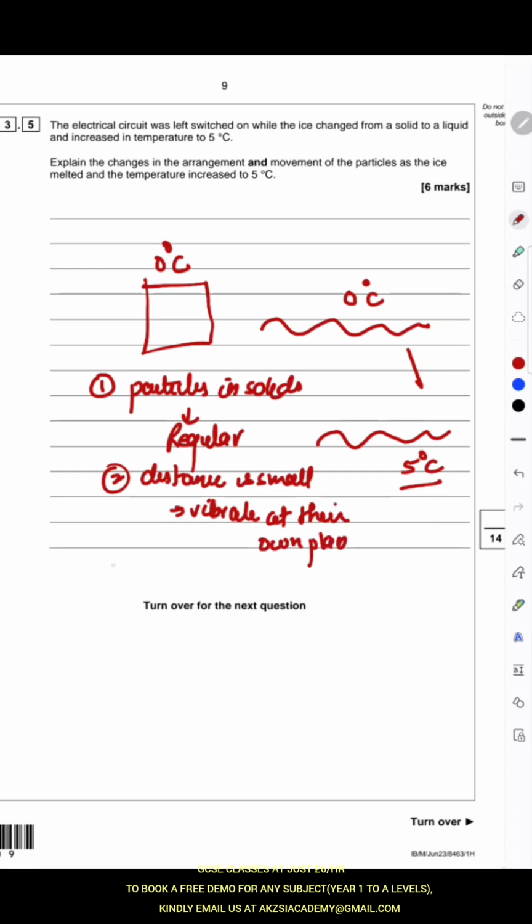Since they can only vibrate at their own place, that clearly shows that the intermolecular bond is very tight, very high, or you can say the intermolecular bond is very much strong. So this suggests the intermolecular force is strong.